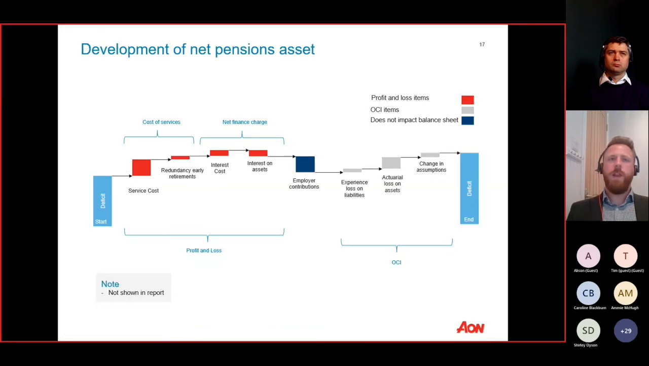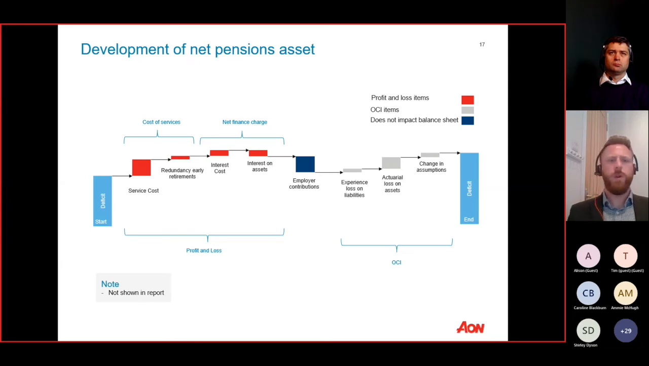So this slide here isn't actually something that we need to show in our report because it's not a disclosure requirement, but I do think it helps to bring together what I've just been talking about. What this is doing is combining the liability and the asset reconciliations, and we're then tracking from the deficit at the start of the period to the deficit at the end of the period.